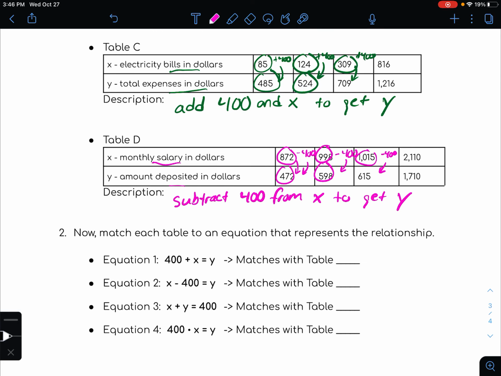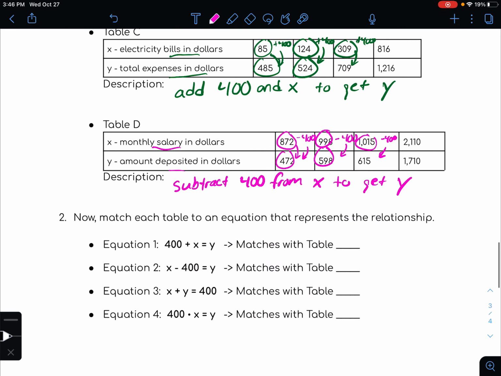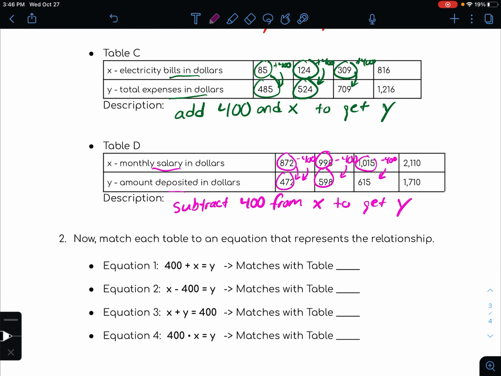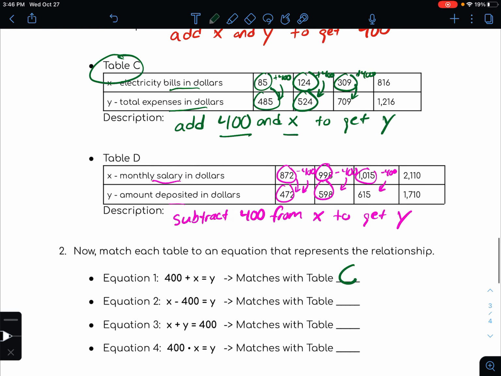All right, so we described each one of the relationships in words. Now let's figure out which equation goes with each relationship. Equation 1, 400 plus x equals y. Maybe you're noticing that one is this right here. If I add 400 and x, then I get y. So that matches with table C. Equation 2, x minus 400 equals y. That was the last one we did, right? So that was table D.